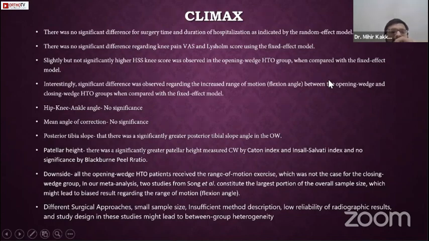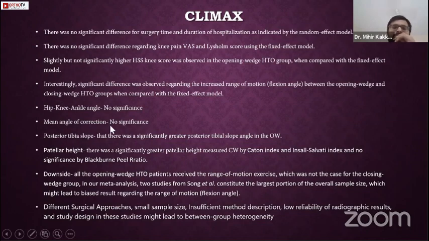On radiology, the hip-knee angle and mean angle of correction had no significance. There was no difference between the closed wedge group and the open wedge group. But on the posterior tibial slope, there was a significantly greater posterior tibial slope angle in open wedge osteotomy. The patellar height, which was calculated using the Caton-Deschamps index and Insall-Salvati index, was found to be greater in closed wedge. But by calculating by the Blackburne-Peel ratio, there was no significant difference between open wedge and closed wedge.